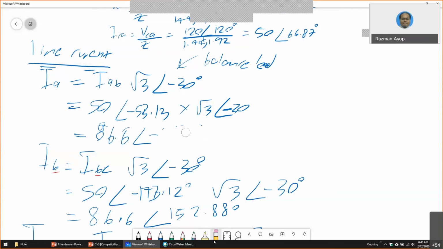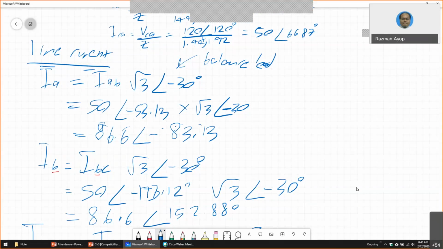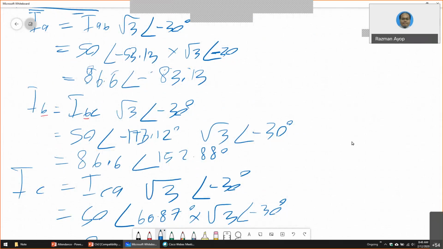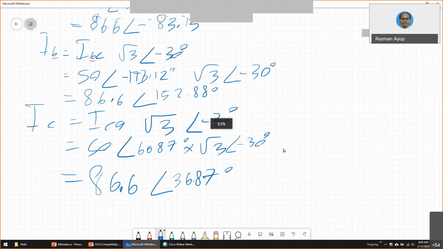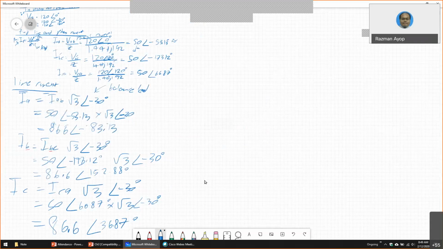So this one is, where is it? 83.13. Okay. So for this one, this one is correct. Only this one. So this one is 66.87 minus 30, you get 36.87 degree. Okay, that is how you get the line current.